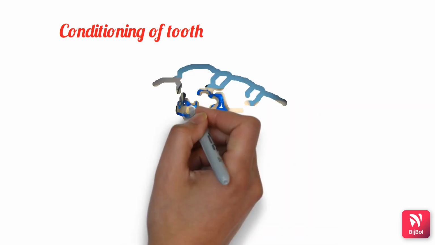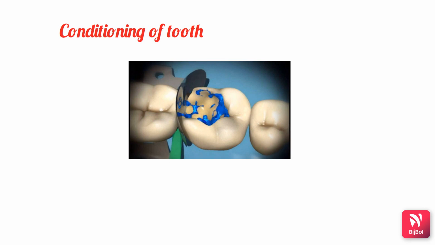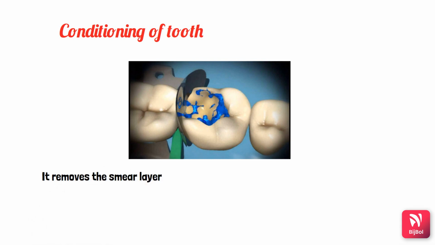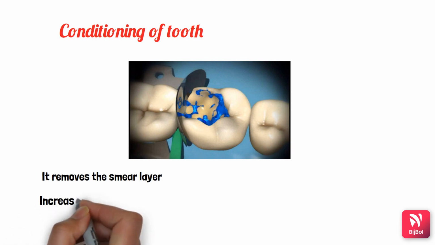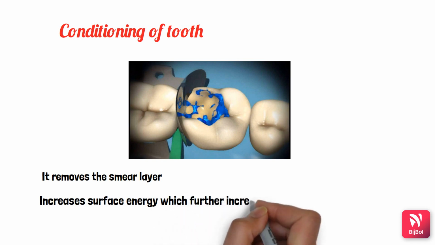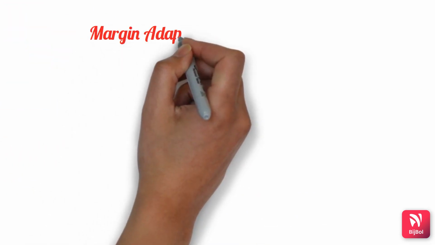And coming to the conditioning of the tooth, the conditioning of the tooth helps in removal of the smear layer. If the smear layer is removed, then there would be more bond between the tooth and the restorative material. It also increases the surface energy, which further increases the bonding between the tooth and the restorative material.